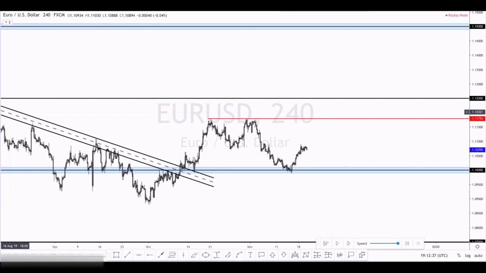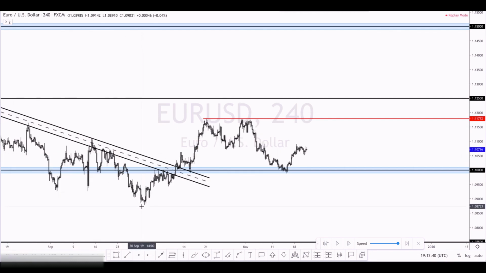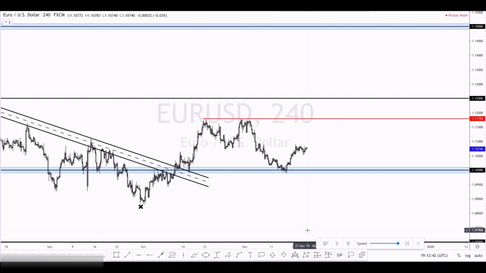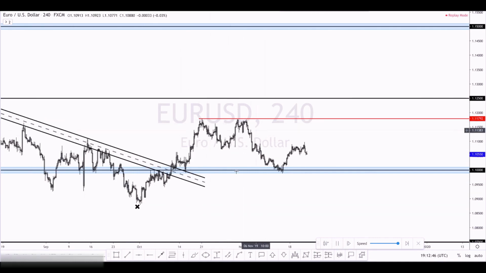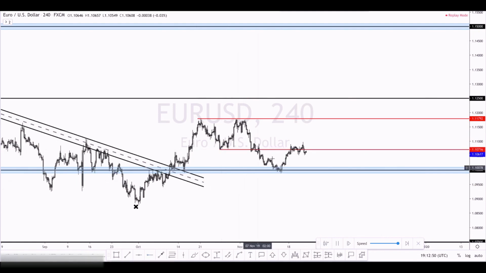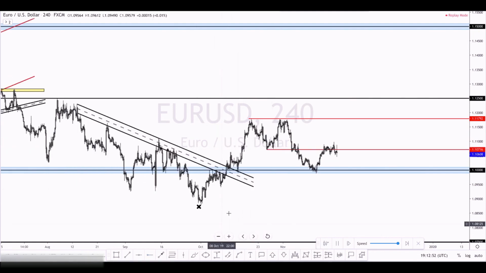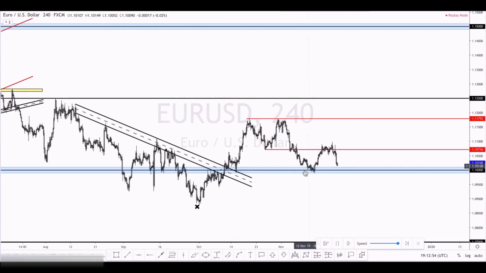Our invalidation level is here around 1.08. So that's our invalidation level. This 4 hour is letting us understand where we should be in regards to our daily structure, because our 4 hour daily structure has now been broken. So we're more inclined to bullish action.